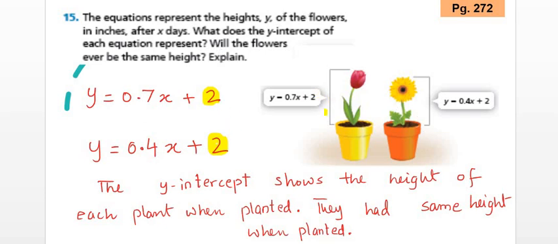Let's say they are measuring it in inches. That means in the beginning both the plants were 2 inches high. Okay, then the question was, will the flowers ever be the same height?